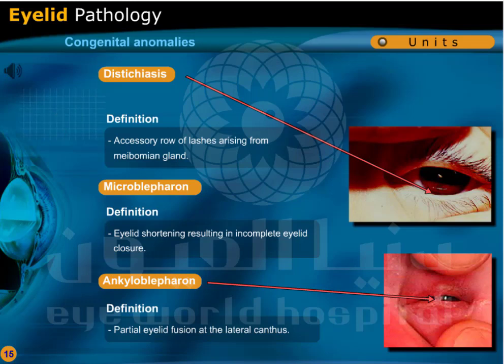Distichiasis, accessory row of lashes arising from meibomian gland. Microblepharon, eyelid shortening resulting in incomplete eyelid closure. Ankyloblepharon, or partial eyelid fusion at the lateral canthus.